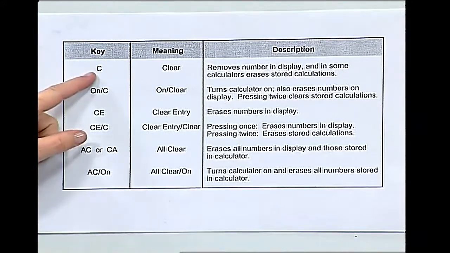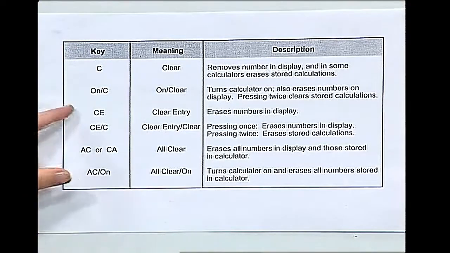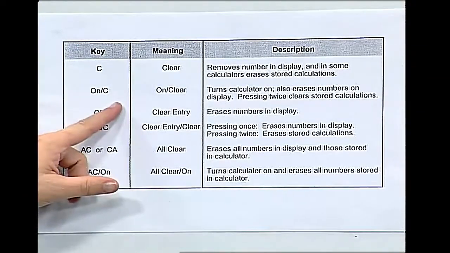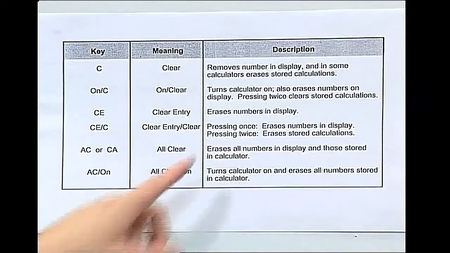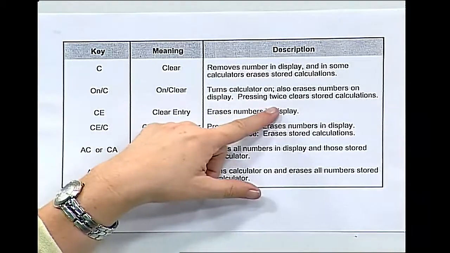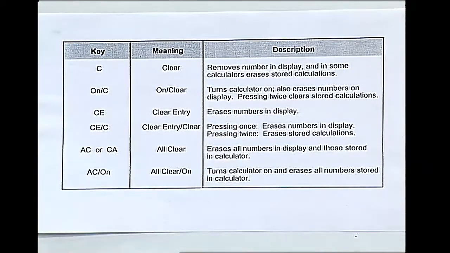You want to always look for this C in combination with other letters. For example, on C can be the on and the clear button at the same time. That button will turn the calculator on. It will also erase the display. You want to be careful. Pressing twice will clear any stored calculation.